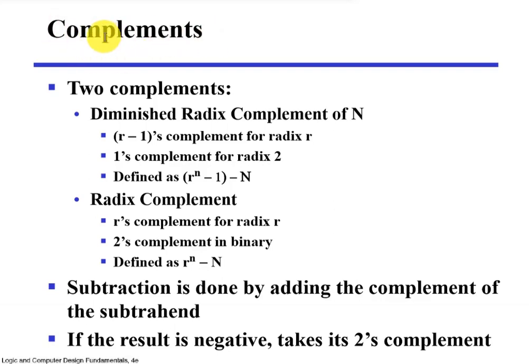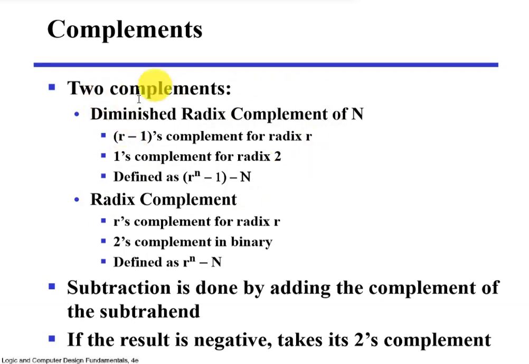Complements are used to deal with signed bits, allowing us to find the opposite sign of the bit which we are working with. There are two types of complements for each base, let's say the R system, radix. The first one is the diminished radix complement, and then the radix complement, the second one.